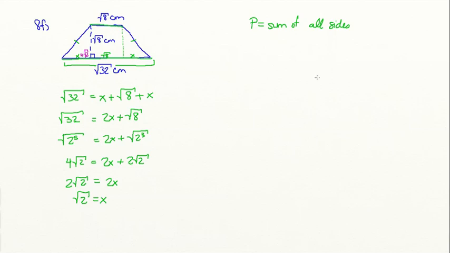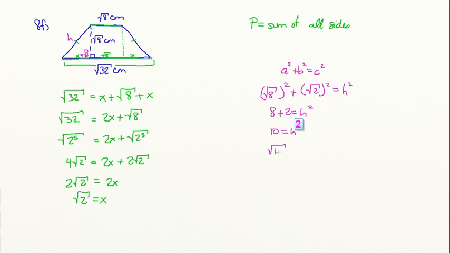Now I can use Pythagoras. So one side is root 8. The other side is root 2. And my hypotenuse, I'm going to call h. So my hypotenuse is root 10. So this is root 10. And this side is the same because that's what that little line means. So root 10. Let's do our perimeter now.